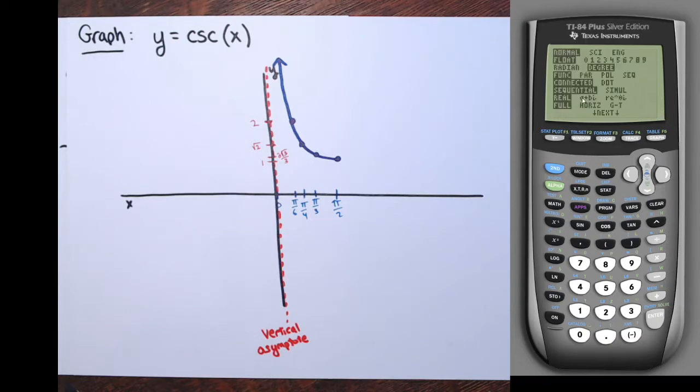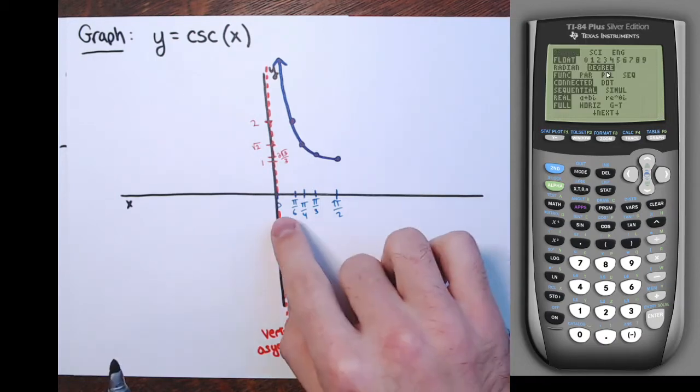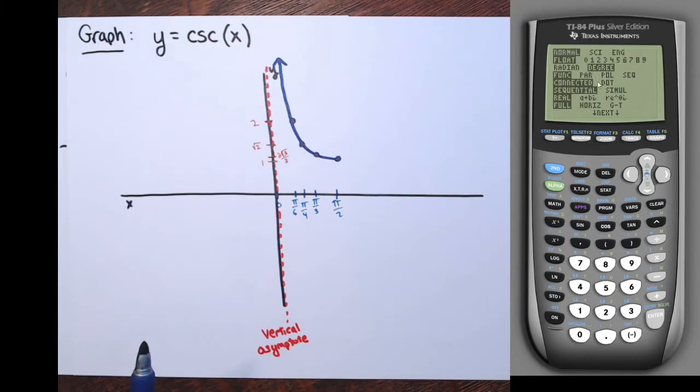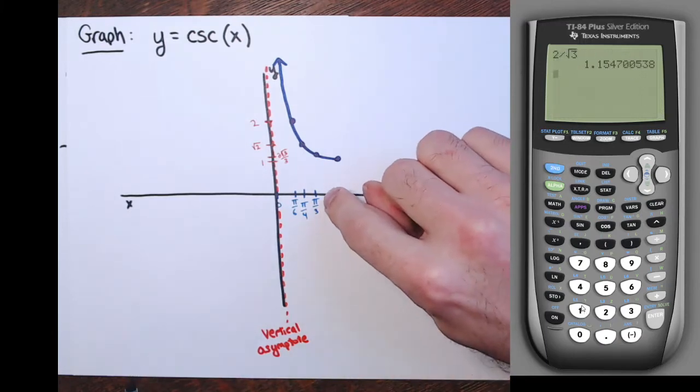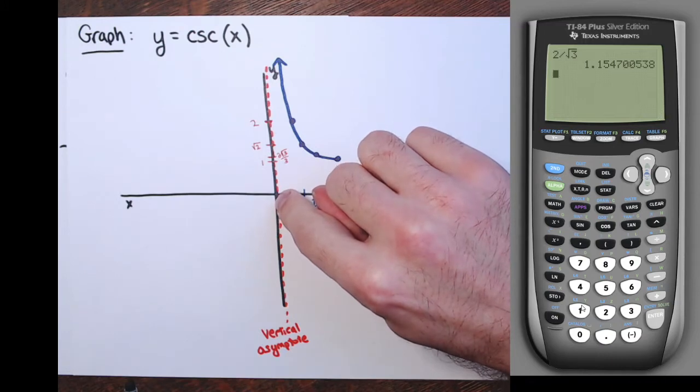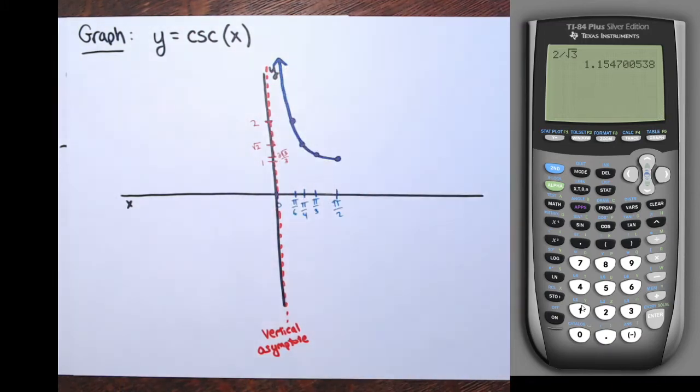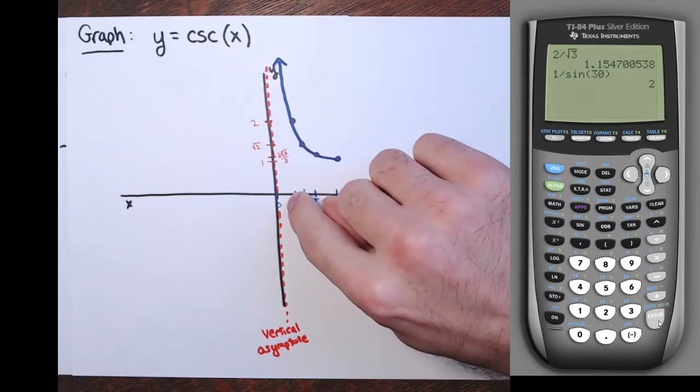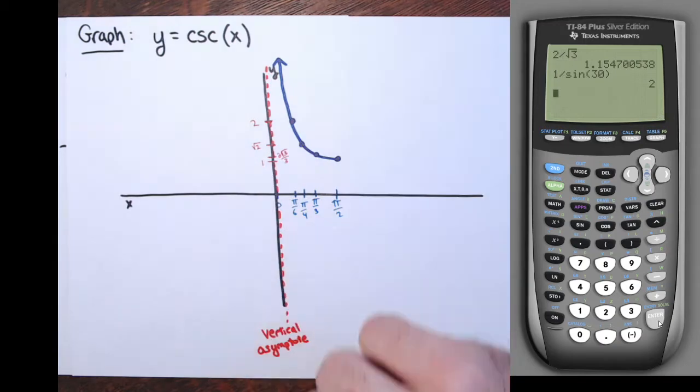Make sure I'm in degree mode. I know these are radians, but I'm just going to put in some degrees. Let's plug in values that are close to 0 degrees and see what happens. We saw that 1 divided by the sine of 30, right, when I plug in 30 degrees, I'm getting 2. So pi over 6, 30 degrees, gives me an output of 2.